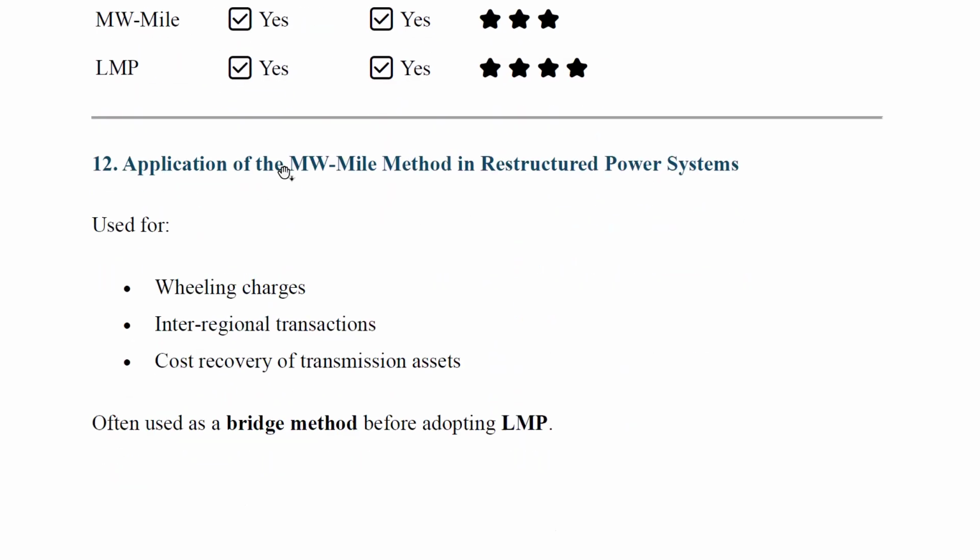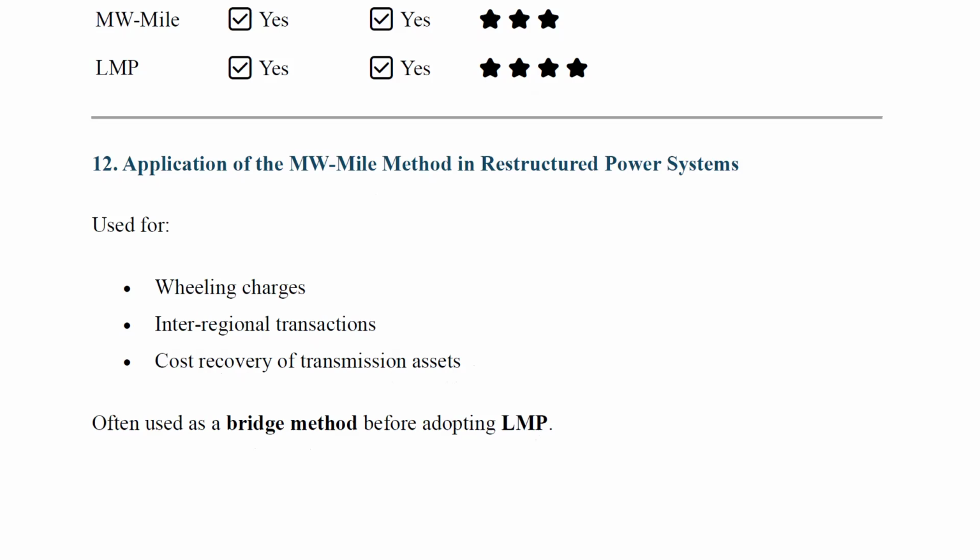What are the applications of this megawatt mile method in the restructured power system? Mainly it is used for wheeling charges, inter-regional transactions, and cost recovery of the transmission assets. It is often used as a bridge method before adopting locational marginal pricing. Because wheeling charges means transmission wheeling charges, inter-regional transactions, and cost recovery of the transmission assets, we can go for this megawatt mile method.